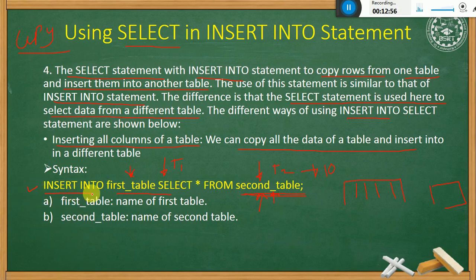Insert into destination table name, where we are going to copy, so the first table, then select star from the second table name. It can copy all the rows from the second table and paste them into the first table. So that is the use of the select and insert into statement, which creates a copy of the same table. We can easily copy the records from one table to another table. So that is the use of select and insert into in combination.